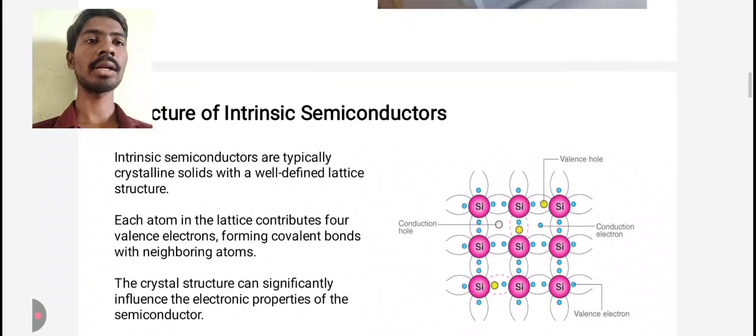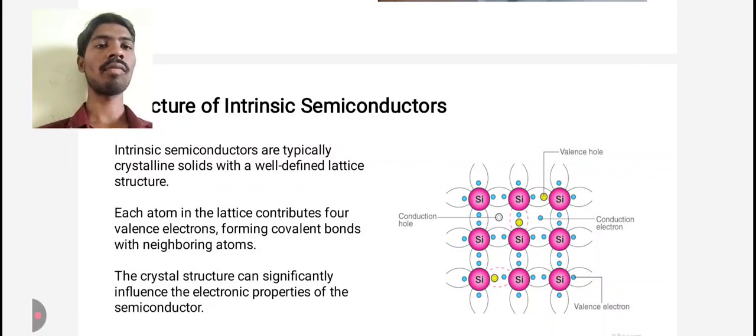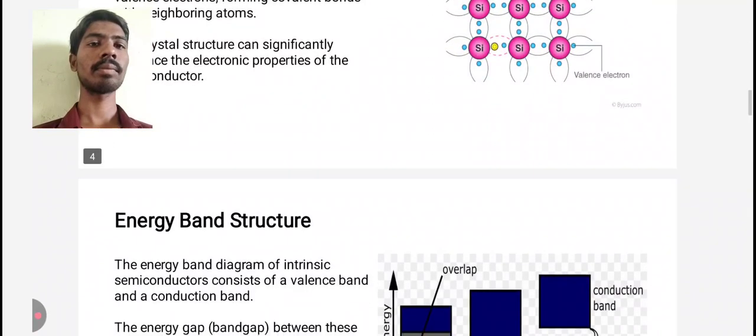Structure of intrinsic semiconductors. Intrinsic semiconductors are typically crystalline solids with a well defined lattice structure. Each atom in the lattice contributes 4 valence electrons, forming covalent bonds with neighboring atoms. The crystal structure can significantly influence the electronic properties of the semiconductors.